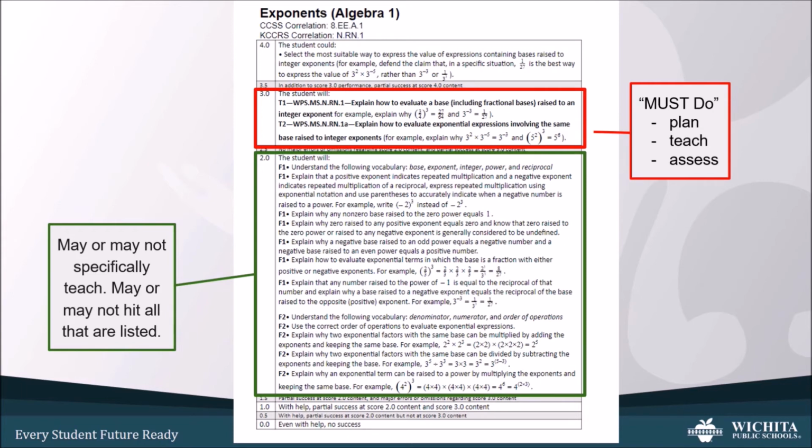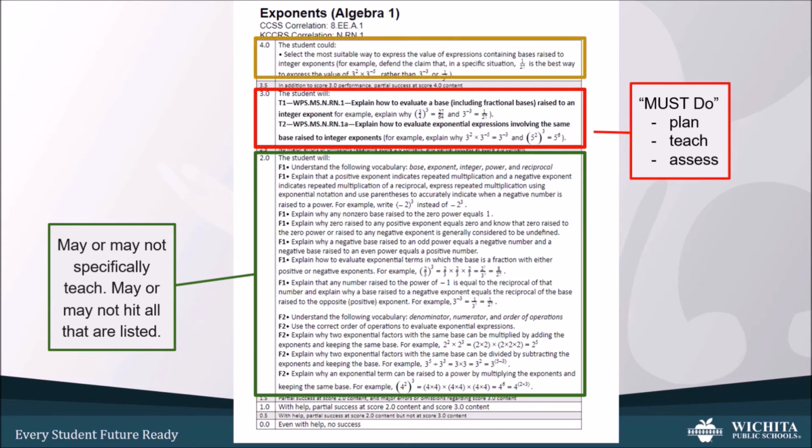Oftentimes, as we're teaching to the 3, we'll automatically pull in foundational information and teach it, but this is really on a class-by-class, student-by-student need basis. So if a class needs to know a foundational skill, they're struggling with it, teach it to them. If you have another class that's not struggling with that foundational skill, then don't teach it to them. Again, it is not a checklist in order to reach the level 3.